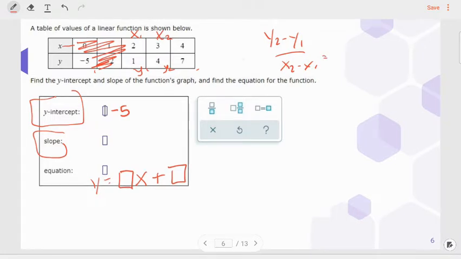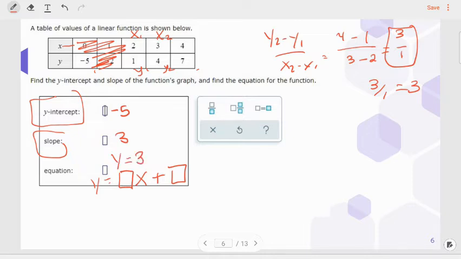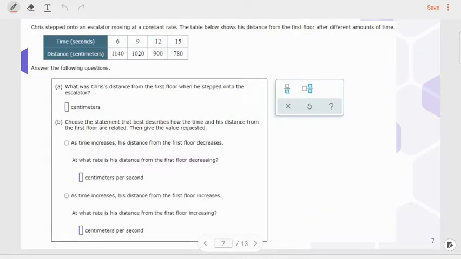So in order to find my slope, we're going to plug in some numbers. y2 is 4, y1 is 1, x2 is 3, x1 is 2. Simplifying, 4 minus 1 is 3, 3 minus 2 is 1. My slope is 3 over 1, which just reduces to 3. So what does my equation end up being? y equals 3x. My slope goes next to x. It's my rate of change, so that's what I need to be changing by. And then minus 5. And that would be my answer for my equation.